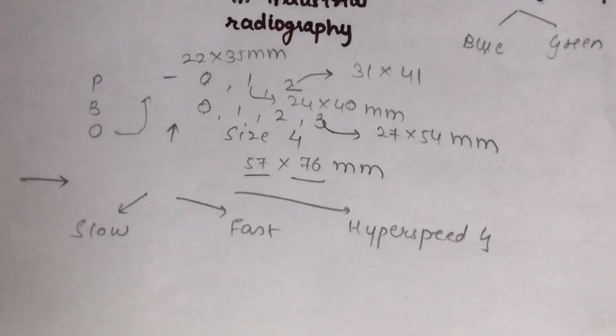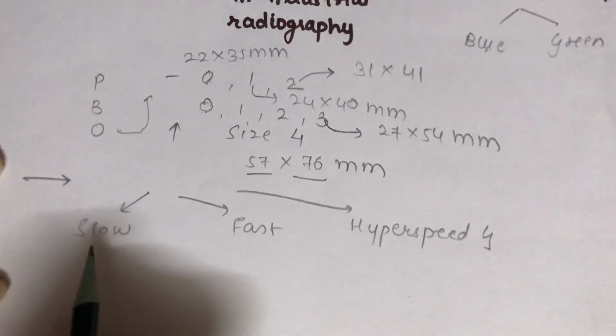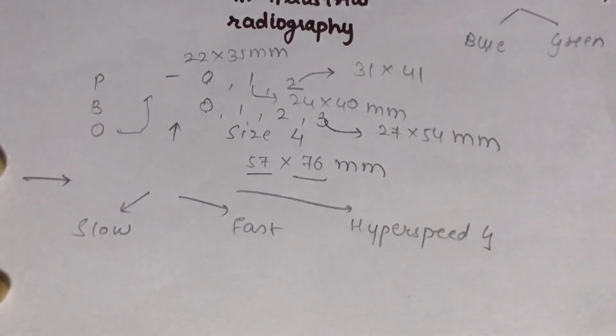The next classification is according to the speed of film. Now what is speed of film? Radiographic speed is defined as the amount of radiation required to produce a radiograph of adequate density. So the speed is nothing but the amount of radiation required to get that radiographic image. The slow speed films require more exposure, obviously, because as the definition says, it is the radiation required to get the radiographic image.